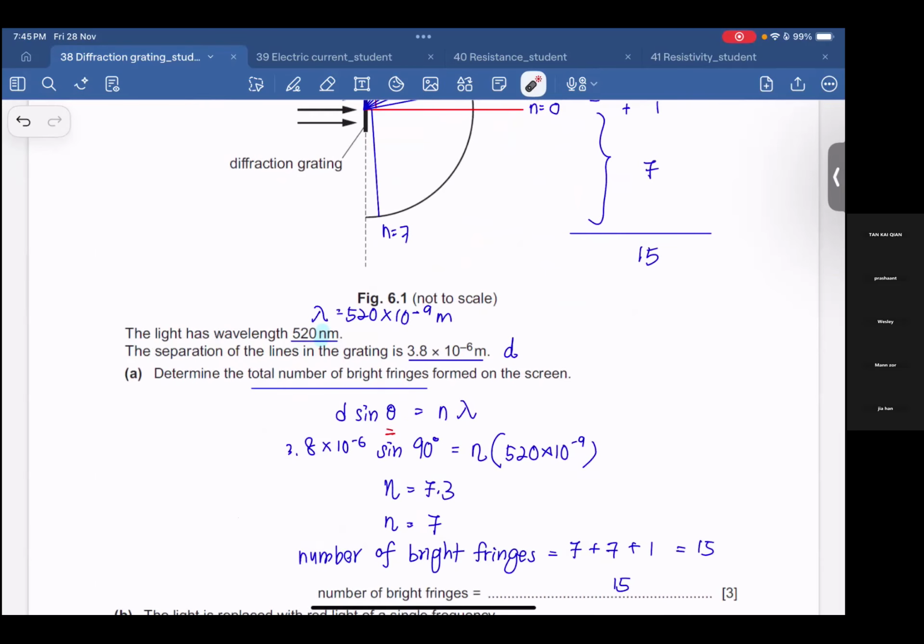Is that clear for this part? Give me some response. Okay, Wesley, okay. Fatima, okay. Vashini, okay. Fawa, okay. Okay, good.